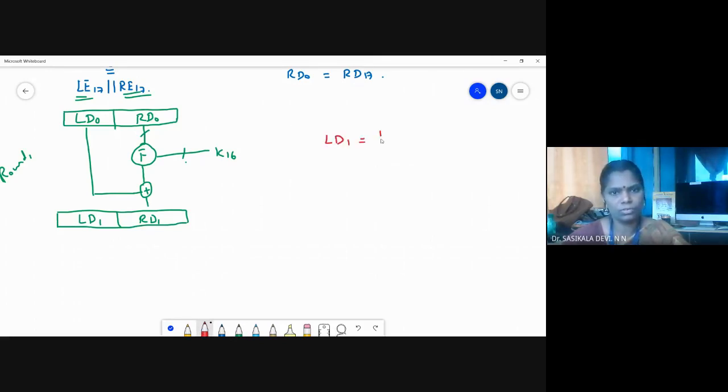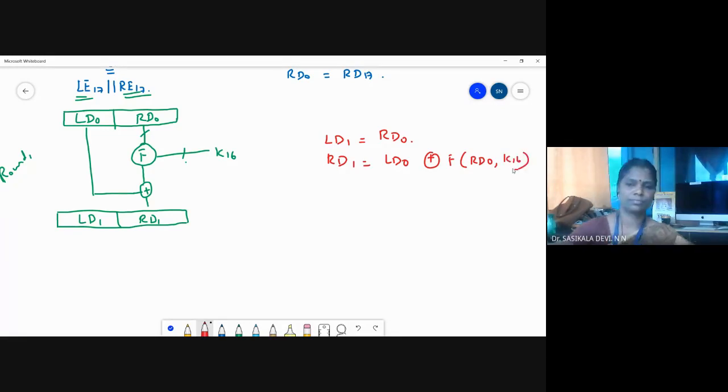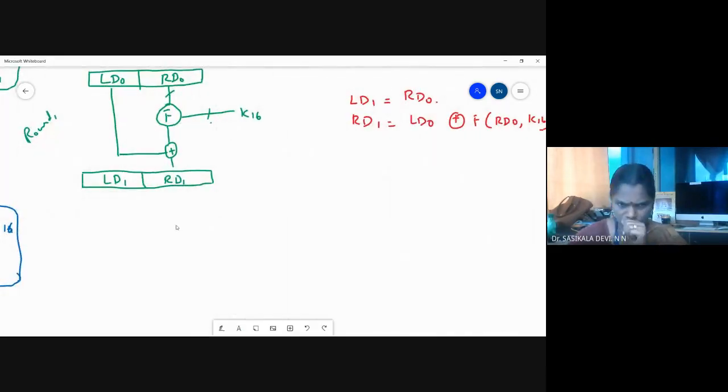LD1 is equal to RD0. And RD1 is equal to LD0 XOR function of RD0, comma K1. So this is the linear equation for this round. I'll get into one more round. Then we need to prove that each round undoes the effect of each round of the encryption process. Let's get into one more round further.